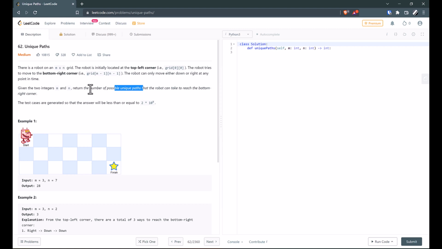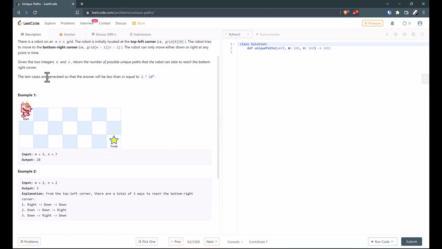Okay, so we have to return the number of possible unique paths that a robot can take to reach the bottom right corner. The test cases are generated so that the answer will be less than or equal to 2 into 10 raised to the power 9. Okay, so we have an example here.